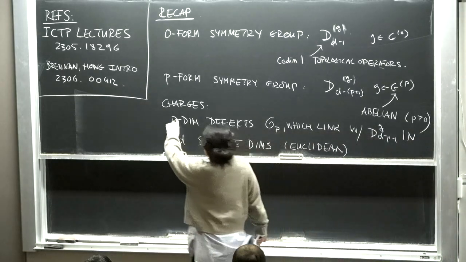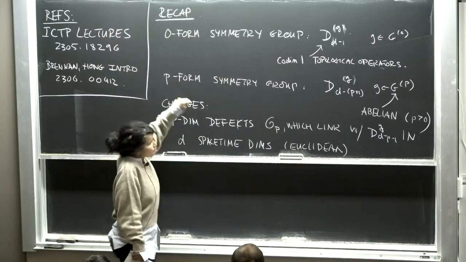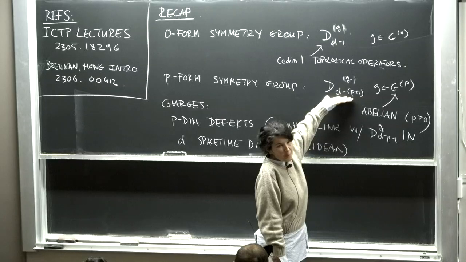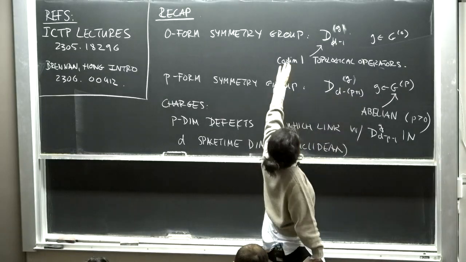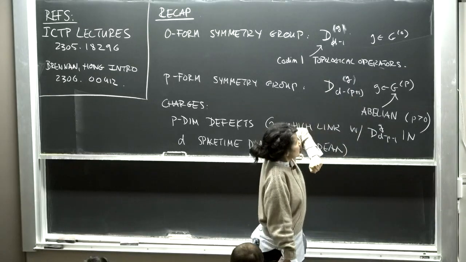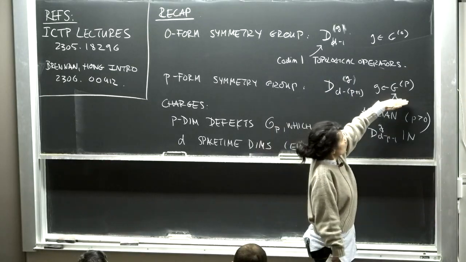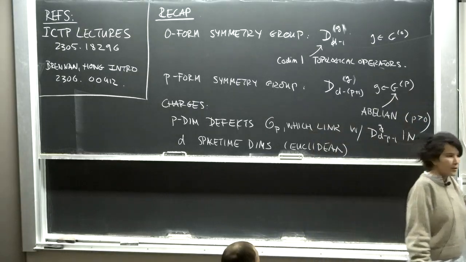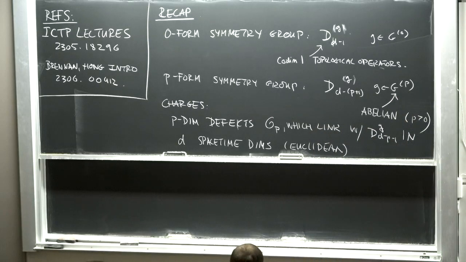Then we extended this to p-form symmetries, and there we just say, well, we can change the dimension of these operators. So here they were codimension 1, here they're codimension p plus 1. Again, now G is a group, and as someone rightfully pointed out, because now in D dimensions, these topological defects, we can move them past each other in space-time, they have to be abelian. Otherwise, we get something inconsistent.